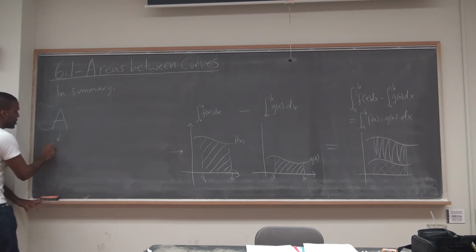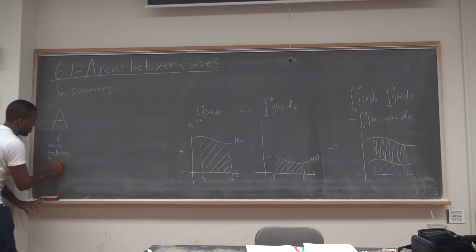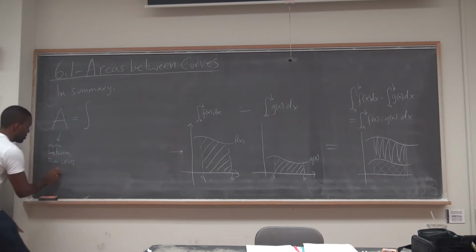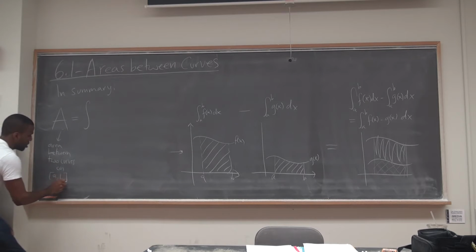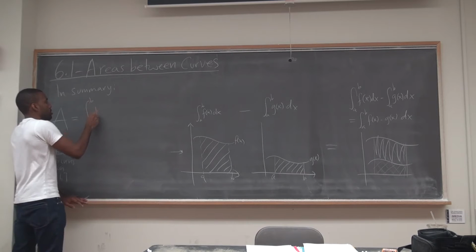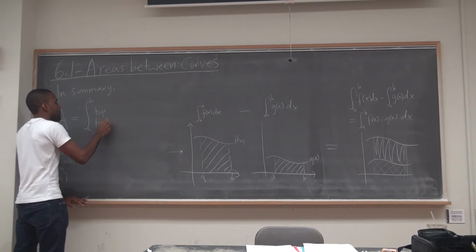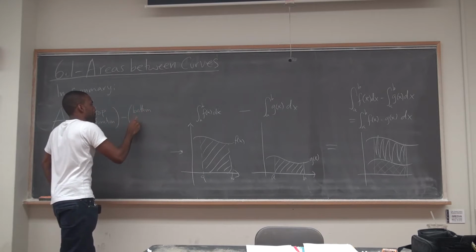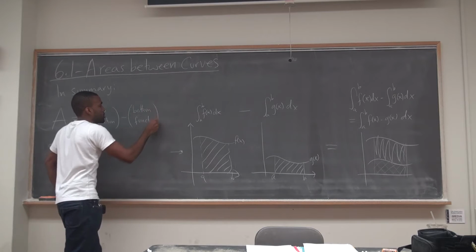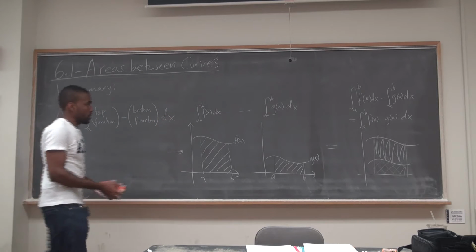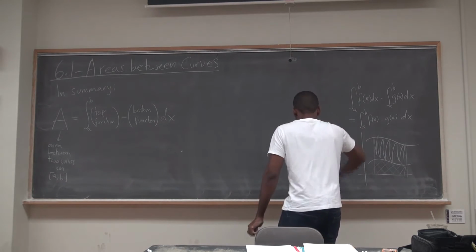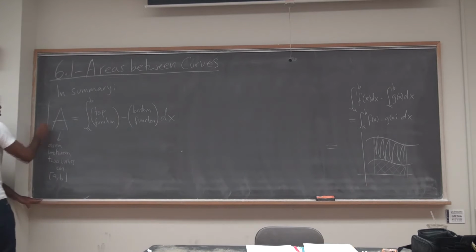A, meaning the area between two curves, let's put an interval on AB, is the antiderivative of the top function minus the bottom function. That's the main takeaway. That's what you really want to remember from this.